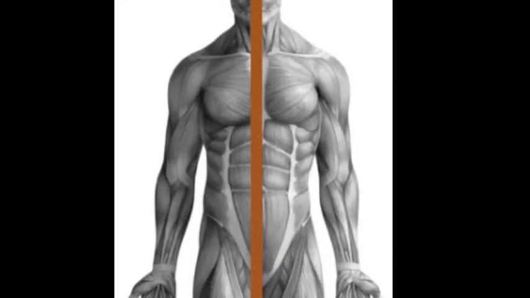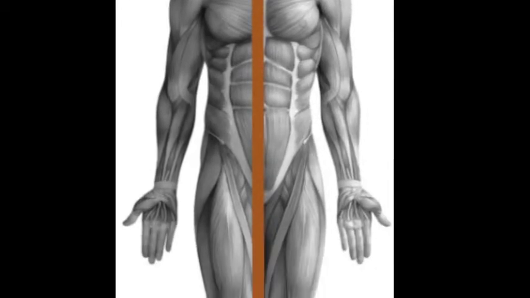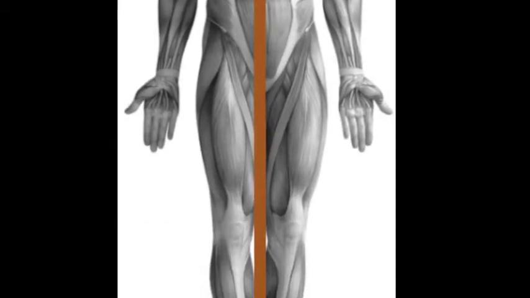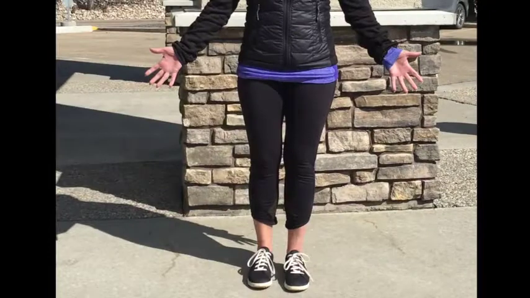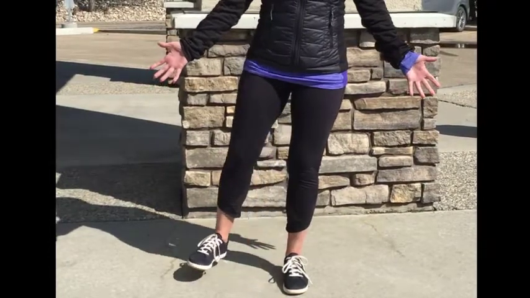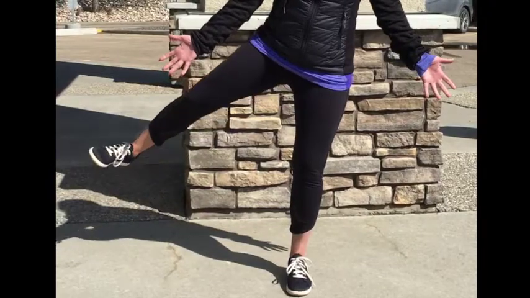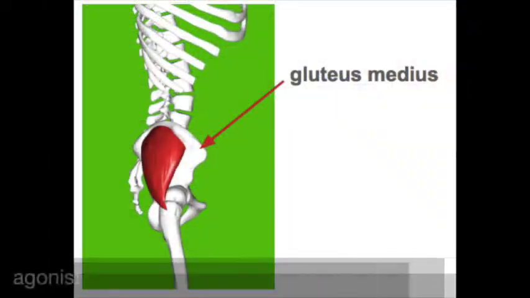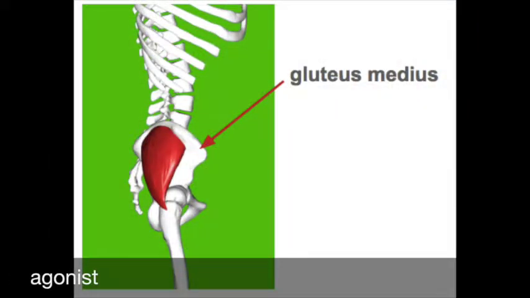Let's move on. Let's look at hip abduction. Remember the midline, the imaginary line that divides the body into right and left sides? From anatomical position, the leg moves away from the midline to the side along a frontal plane. The agonist or prime mover of hip abduction is the gluteus medius.